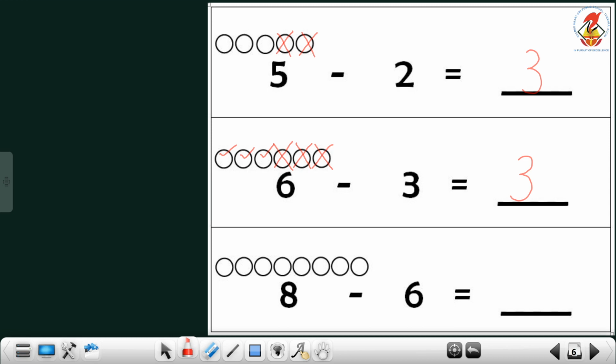The next question is 8 minus 6 equals. So how do we do this? You have to take away 6 from this. First draw the circles, then you have to count and strike off 1, 2, 3, 4, 5, 6. How many are left over? 1, 2. So we will write the difference as 2.